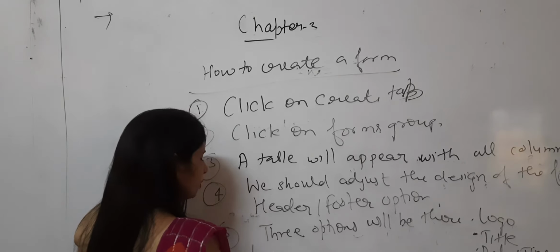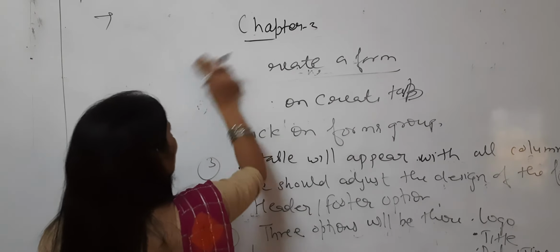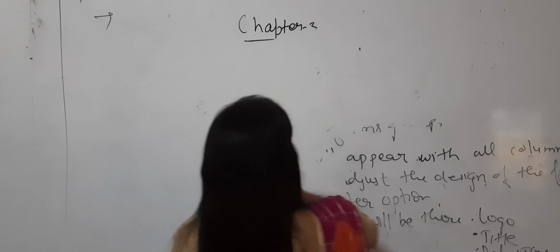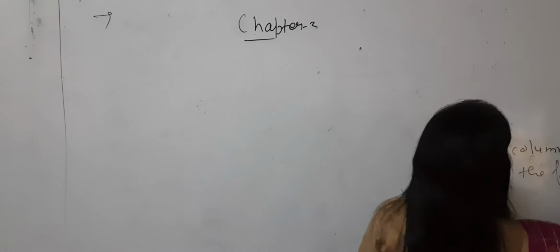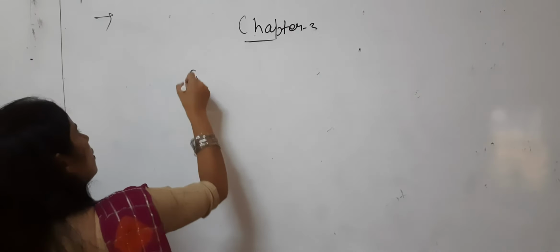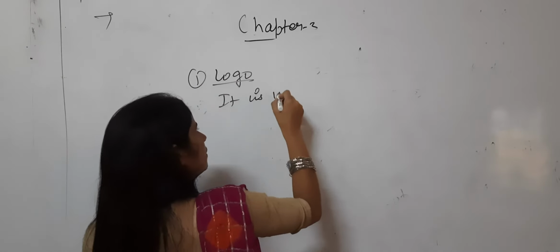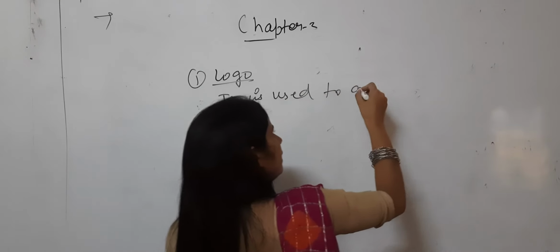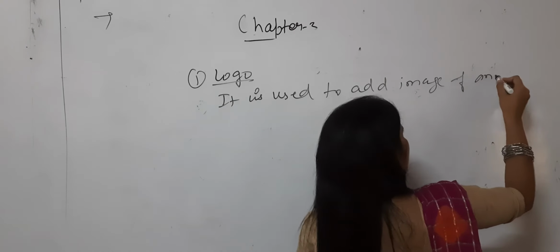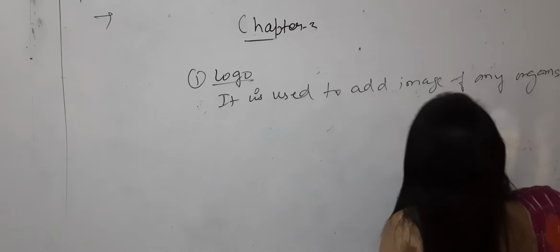Logo. So what is logo? I am writing here: Logo is used to add the image of any organization. Suppose I want to create a form for Art International School, so I will use the first option, Logo. It is used to add the image of any organization. So to add an image we should use the Logo option.